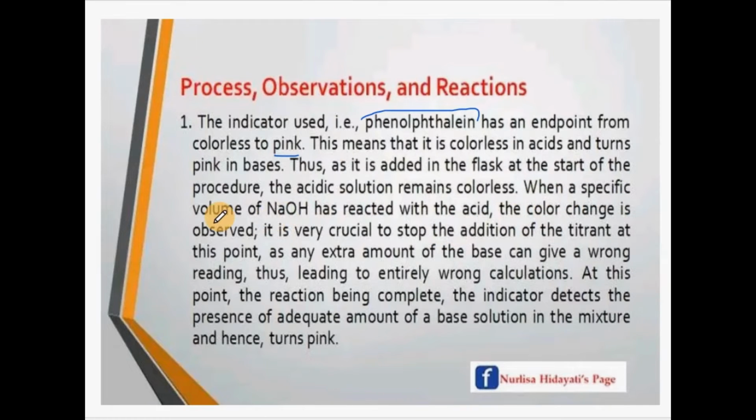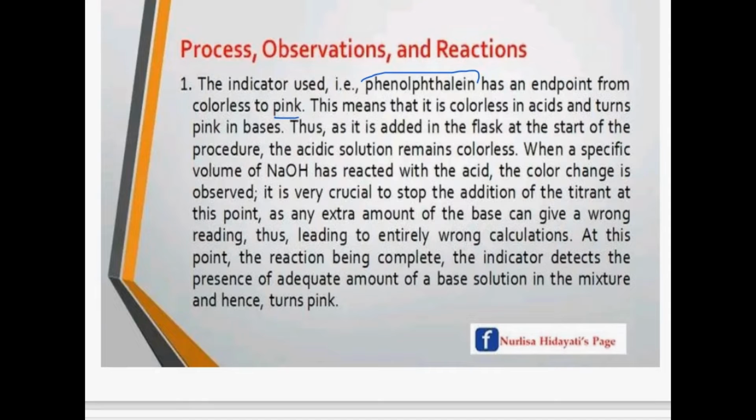Now when a specific volume of the sodium hydroxide reacts with the acid, the color is now observed. It is very crucial to stop the addition of the titrant. As you keep adding the sodium hydroxide, the color changes, and that is what you observe. It means that the resulting solution is reaching an alkaline medium, so you have to stop. You don't have to keep adding. If you keep adding, the pink will become very deep, and that will not give you the exact amount of sodium hydroxide needed. That can lead to wrong calculations. So as the color changes to just a faint pink, you can stop the reaction, and you believe that is the end point or the equivalence point of the reaction.